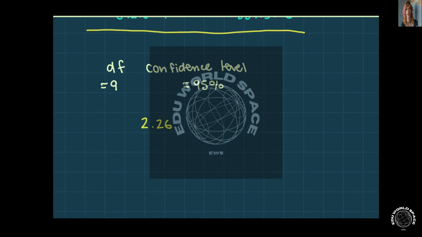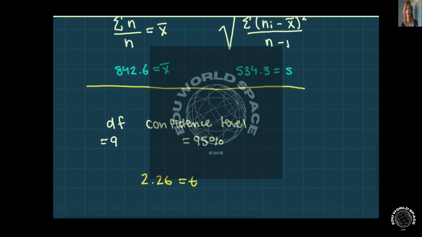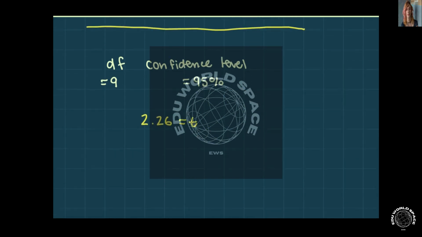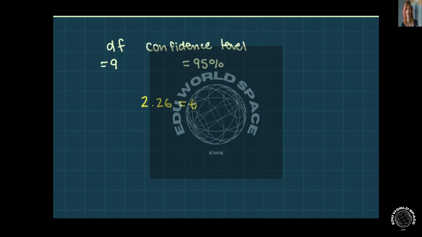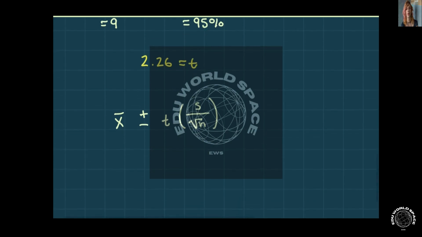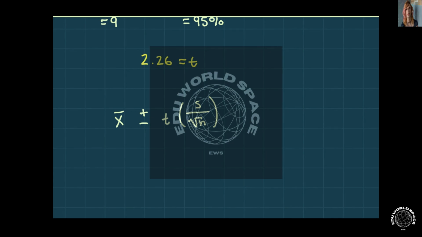So now that we have our t-value, we have our mean, and we have our standard deviation, let's create our confidence interval. So the formula for the confidence interval is as follows. You have your mean, and you're going to say plus or minus your t-value times standard deviation over the square root of n. So let's plug in what we have for that.